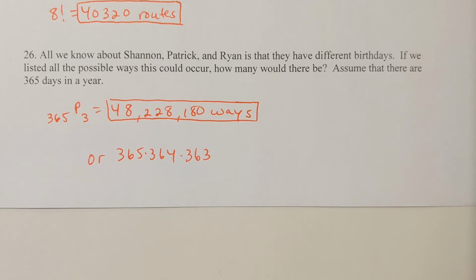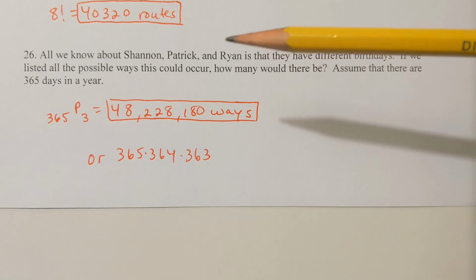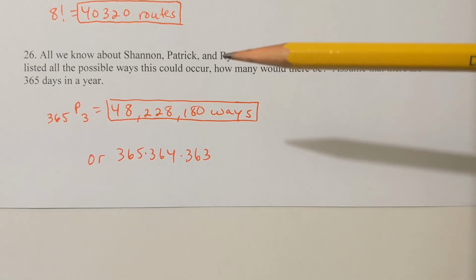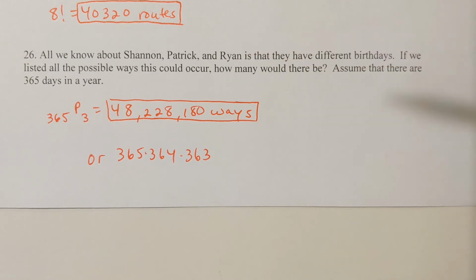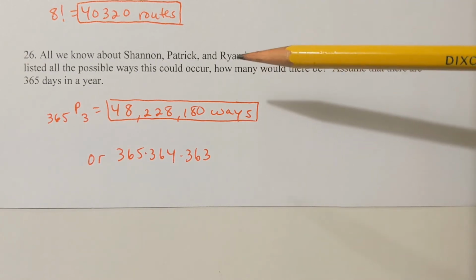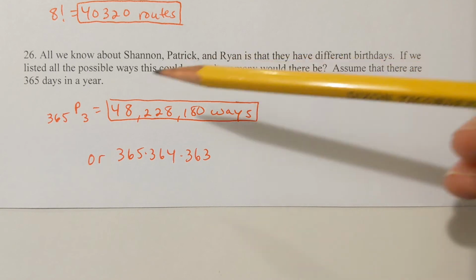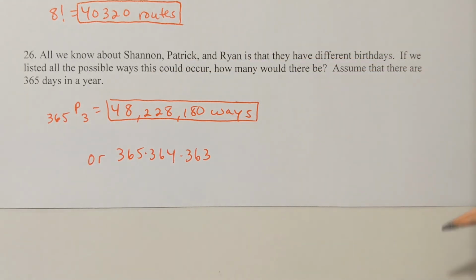Order is going to matter. So let's say Shannon's birthday is on November 8th, Patrick's birthday is on October 22nd, and Ryan's birthday is on February 4th. Now if you switch Ryan and Shannon, does that mean the same thing?